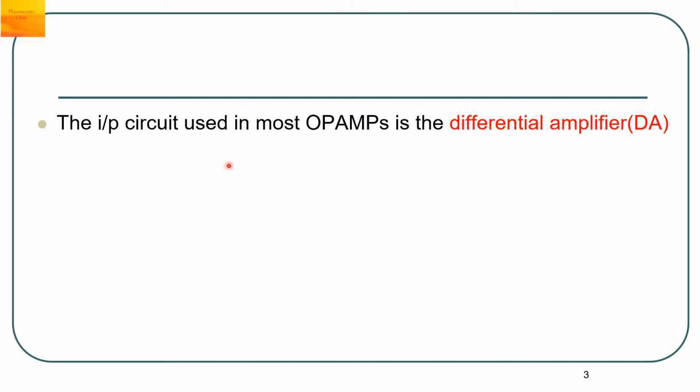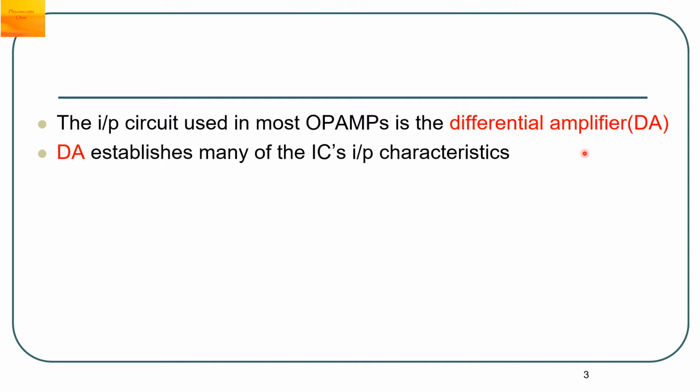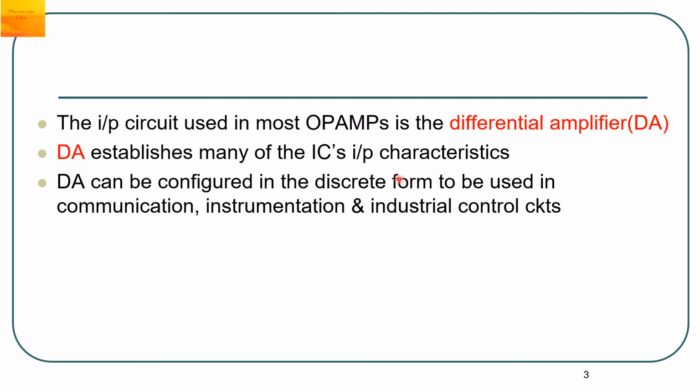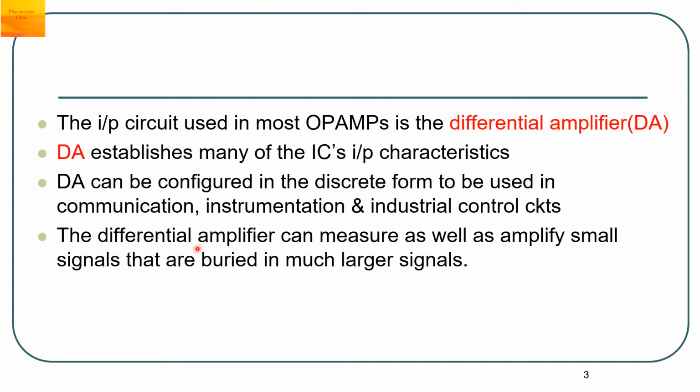The input circuit used in most op-amps is the differential amplifier, which we will denote as DA. The DA establishes many of the IC's input characteristics. DA can be configured in the discrete form to be used in communication, instrumentation and industrial control circuits. The differential amplifier can measure as well as amplify small signals that are buried in much larger signals.